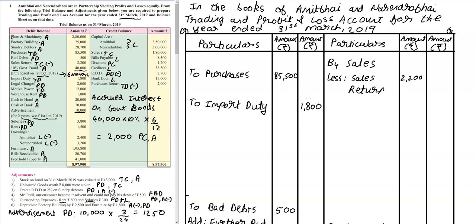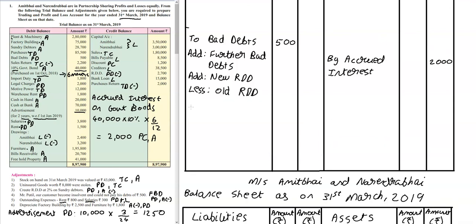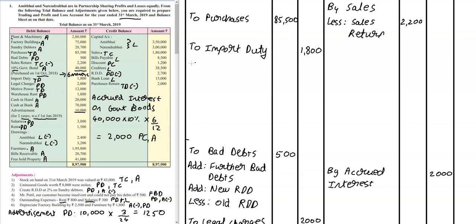Next, we have legal charges. It's an office expense. Back to the P&L debit side, to legal charges. Legal charges amounting to 2,000, no adjustments, directly in the outer column. Next, we have motive power back here, to motive power 12,000.